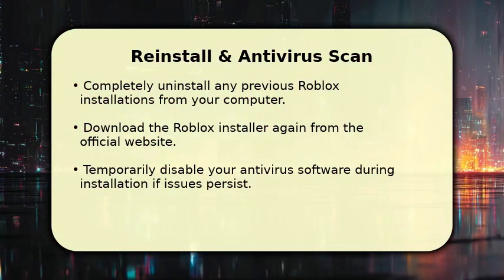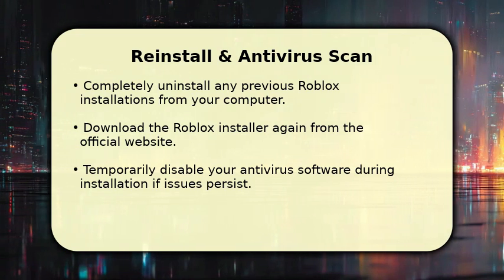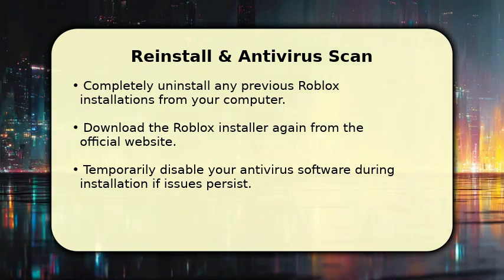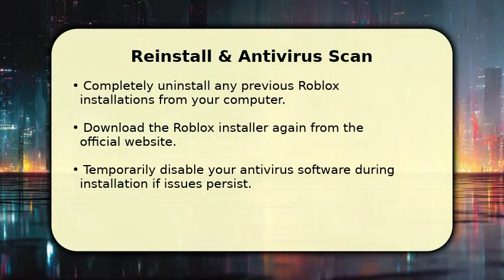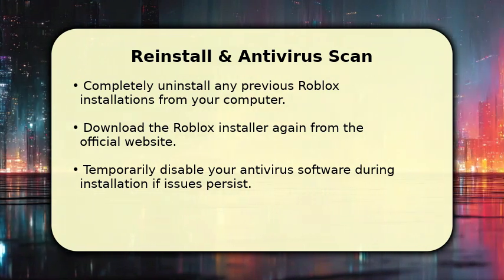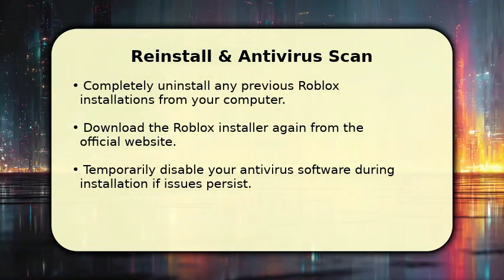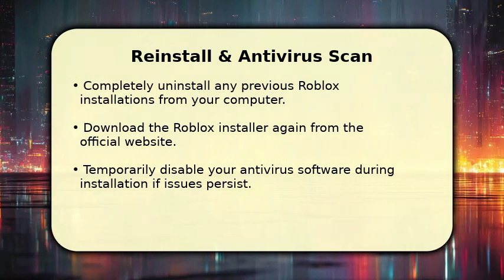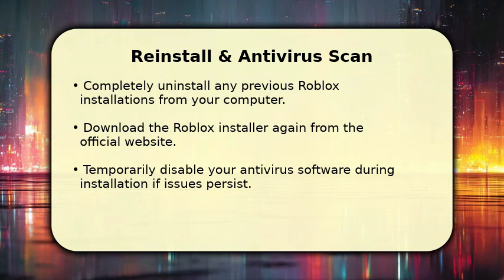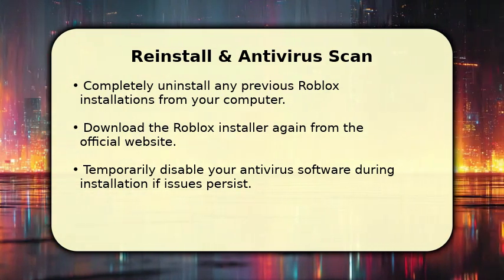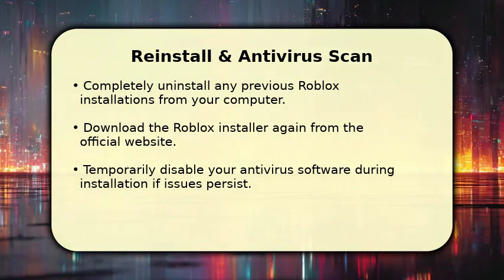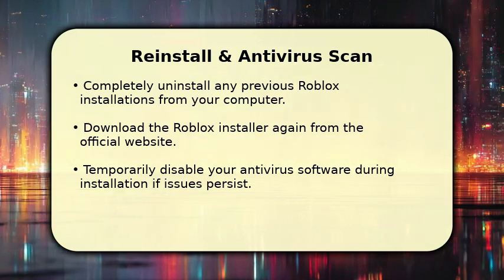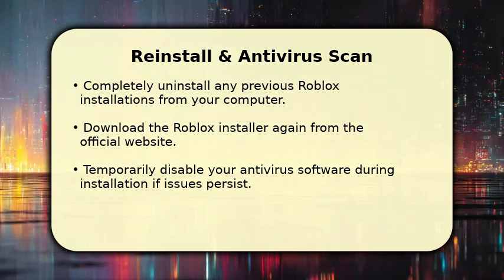If a partial installation exists, a clean slate is crucial. Fully uninstall Roblox from your system settings, then restart your computer. Download a fresh installer directly from the official Roblox website to avoid corrupted files. Sometimes, antivirus software can block legitimate installations, so try temporarily disabling it for a few minutes while you run the new installer, but remember to re-enable it afterward for protection.